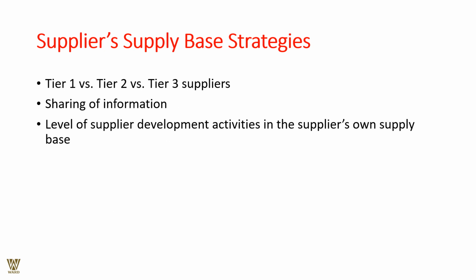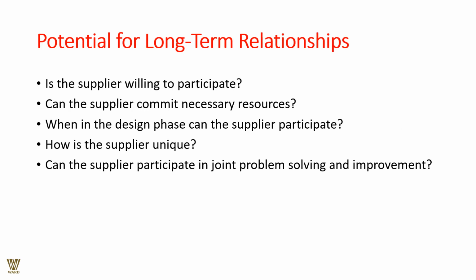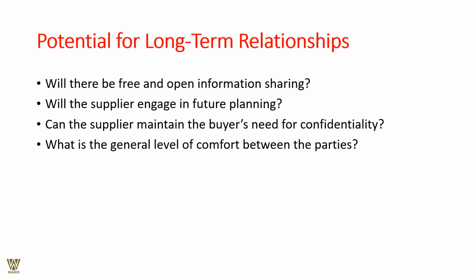So yes, we talk about tier one, tier two, tier three suppliers. Can we categorize them? Sharing of information, levels of supplier development activities in the supplier's own supply base. Is the supplier willing to participate? Can the supplier commit necessary resources? When in the design phase, can the supplier participate? And how is the supplier unique? Can the supplier participate in joint problem solving and improvement?